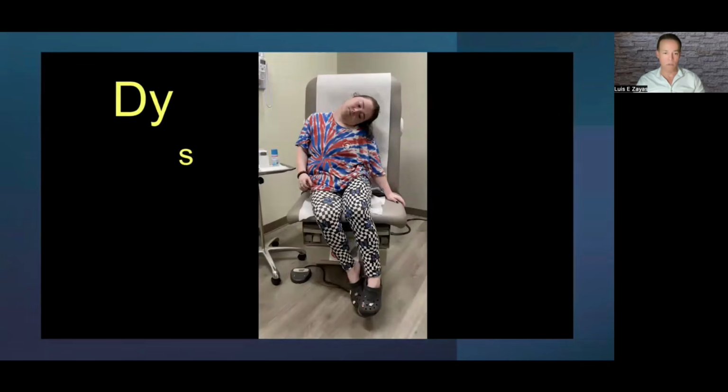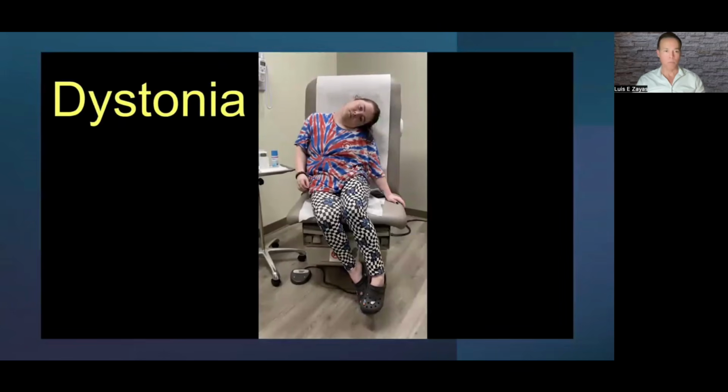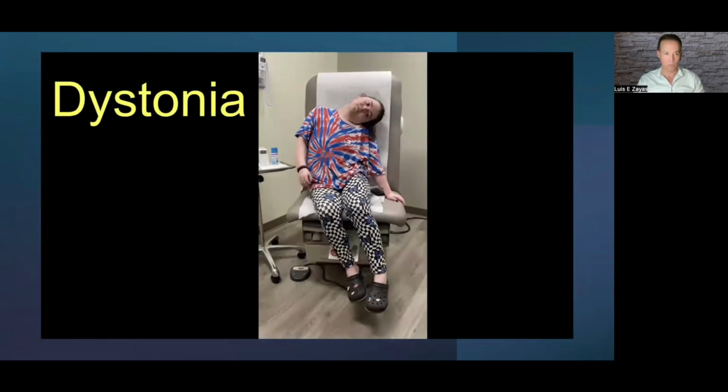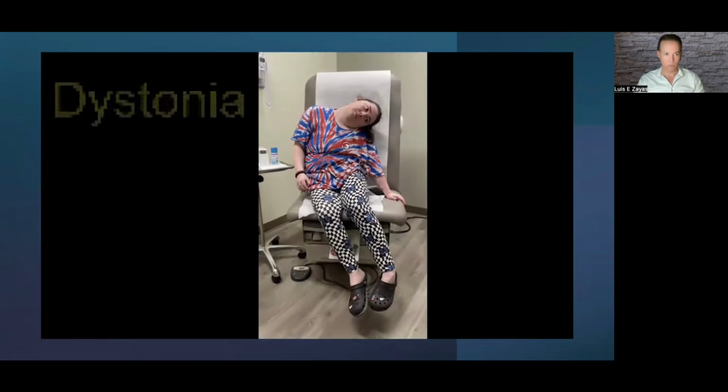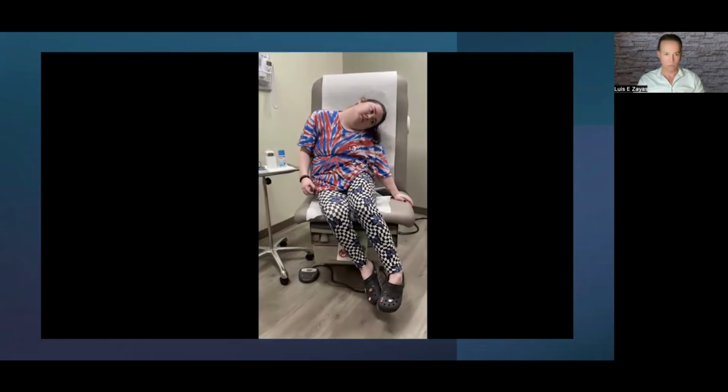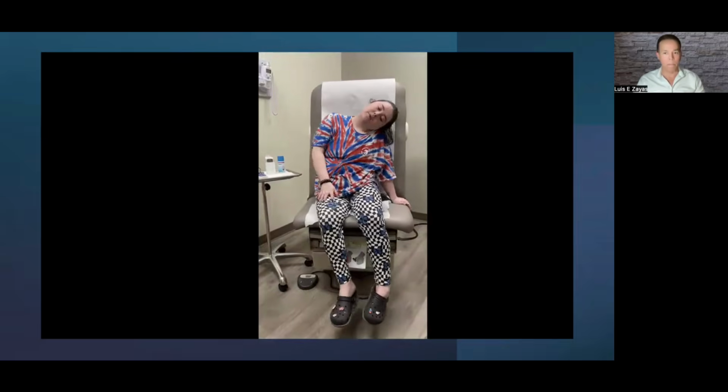So tell me, when did you start having abnormal movements? At what age, more or less? In my arm, it was 12, and then my neck was when I was.